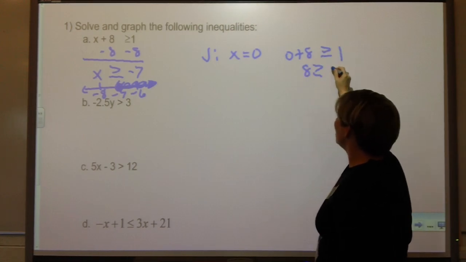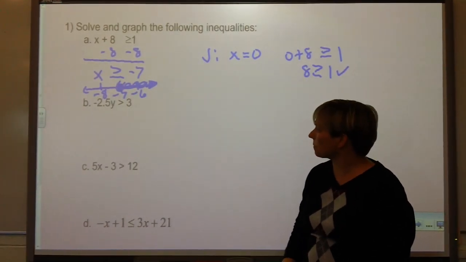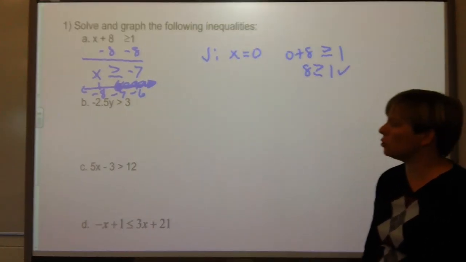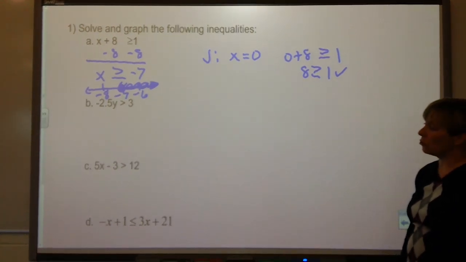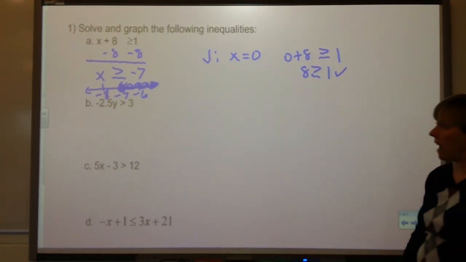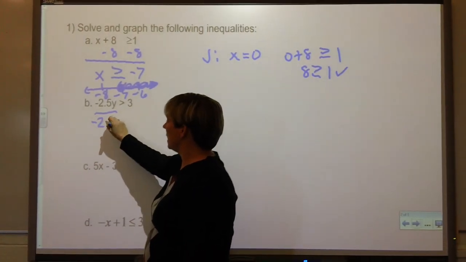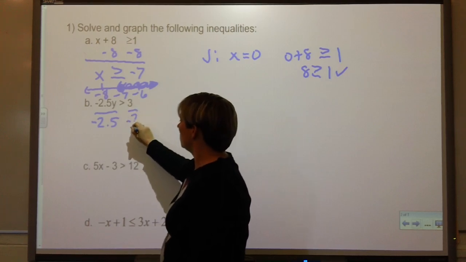Eight is indeed greater than or equal to 1, so I know I have the correct solution. B, I've got negative 2.5y is greater than 3. To solve this one, I'm going to be dividing since I have multiplication, just like if it were an equal to sign. So I'm going to divide by negative 2.5 on both sides.